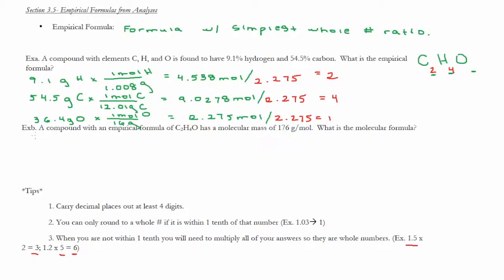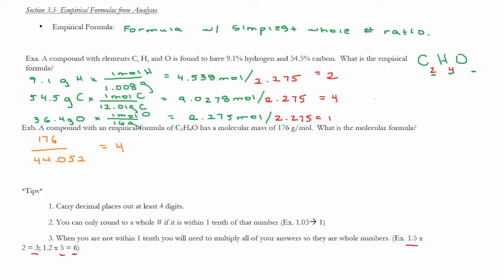but I didn't need that here because I ended up with a whole number. Now, here it says a compound with an empirical formula of C2H4O, which is what I got, has a molecular mass of 176 grams per mole. What is the molecular formula? So what you're going to do is take the molar mass, which is 176, and divide it by the molar mass of your empirical formula. So the molar mass of your empirical formula for C2H4O is 44.052, and that's going to give you a whole number. And in this case, I get 4.